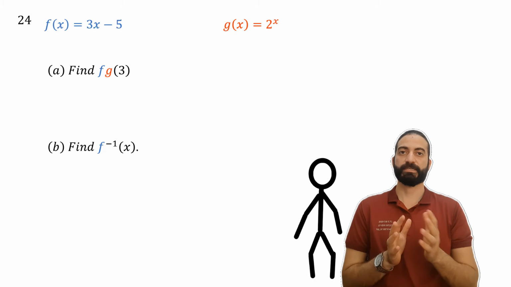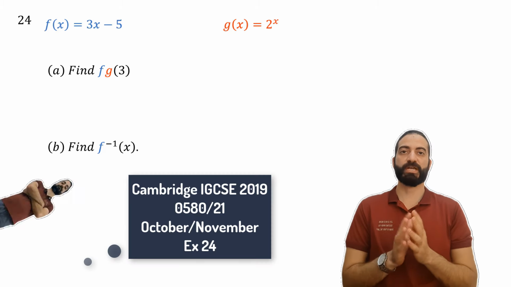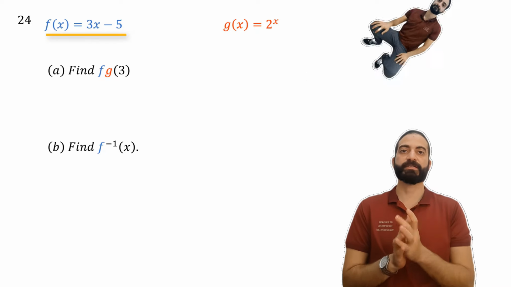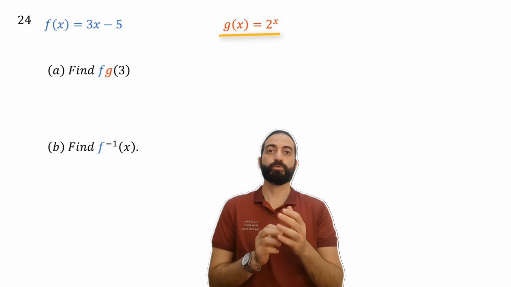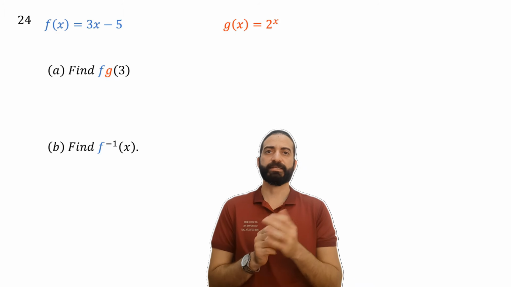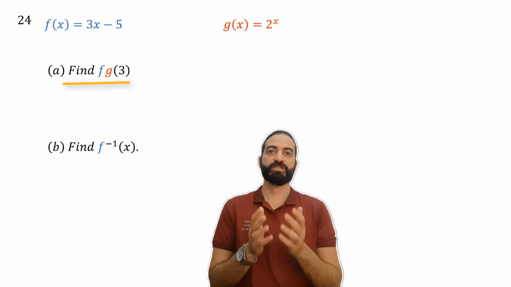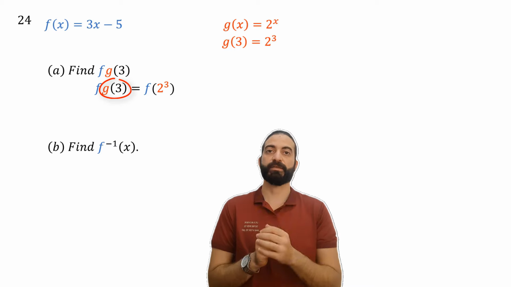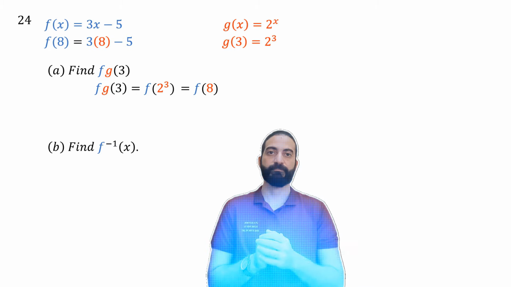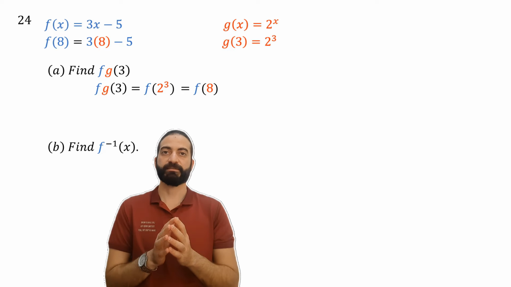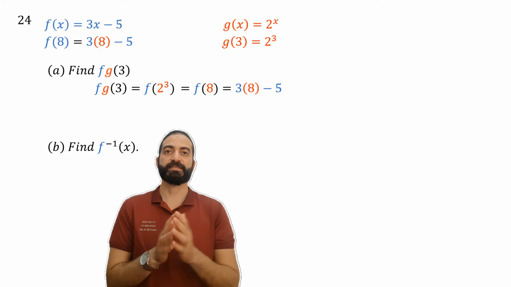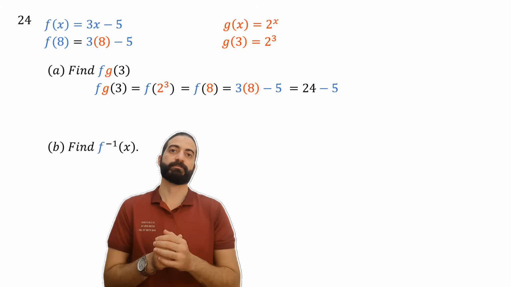Hello everyone. We'll start by solving question 24 of the Cambridge IGCSE 2019 exam. f(x) equals 3x minus 5, g(x) equals 2 to the power x. Part A, find fg(3). We must start from the inside, that is g(3), which is equal to 2 to the power 3. Now f(8) is 3 times 8 minus 5, and in this way we get the answer.